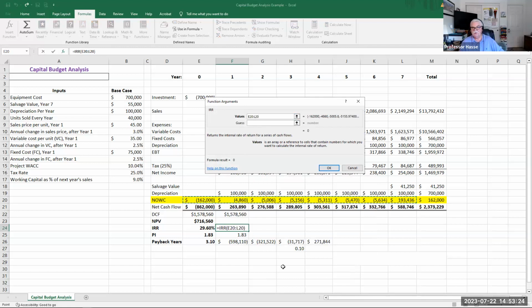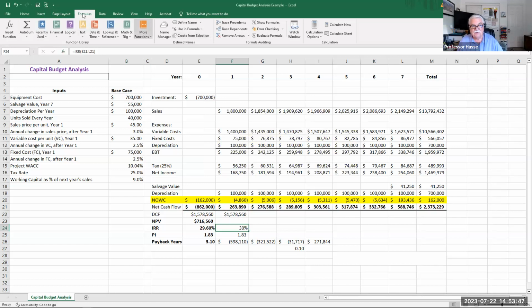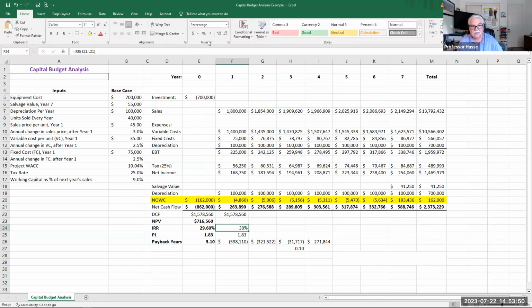I include year 0 in this calculation because I want to see what's the return. Oops, I highlighted that wrong. I picked the wrong line. Here we go. Year 0, there we go, to year 7, which is E21 to L21. What is this in a percent? Hit OK. Round, since this is a decimal, we round to 2 decimal places. 29.60%. That's my return in percent, 29.6%.